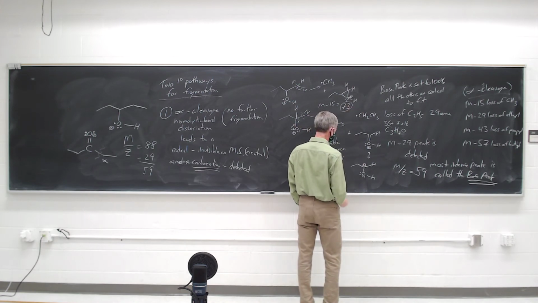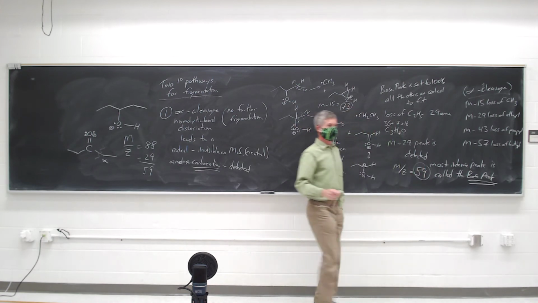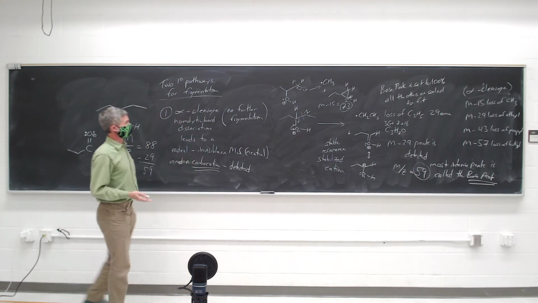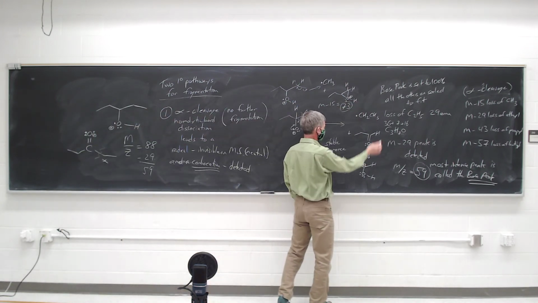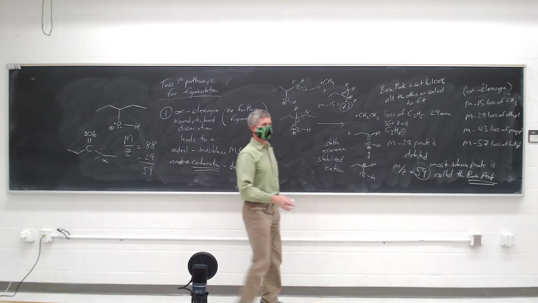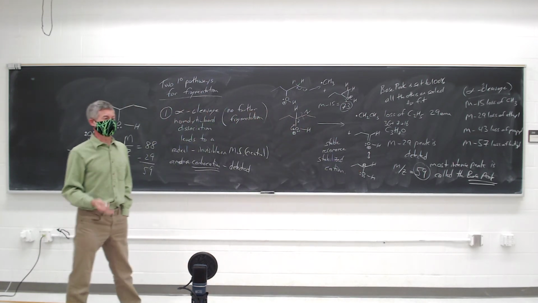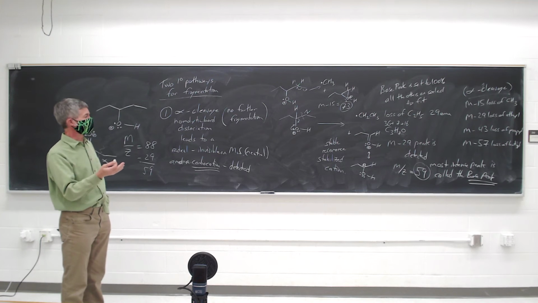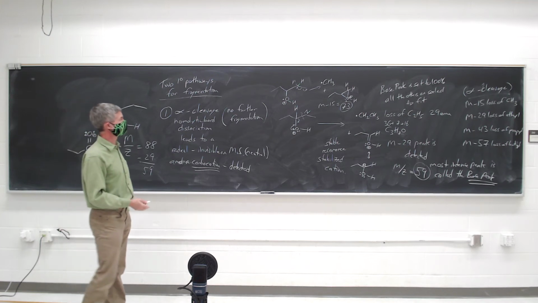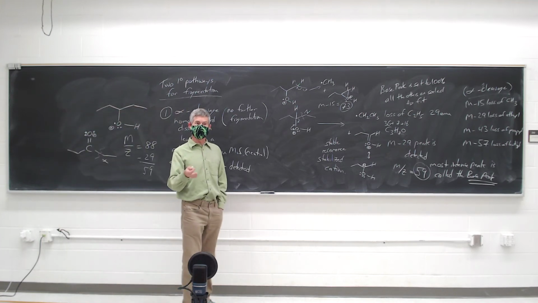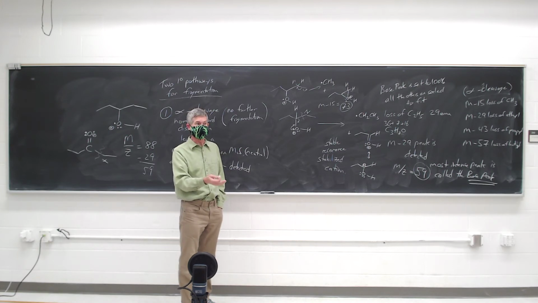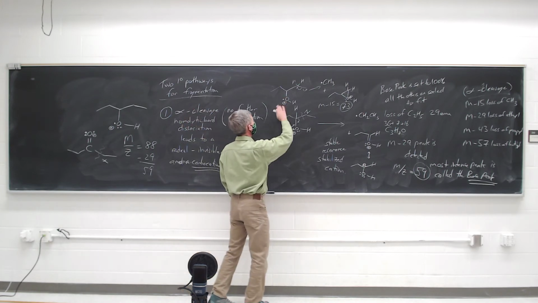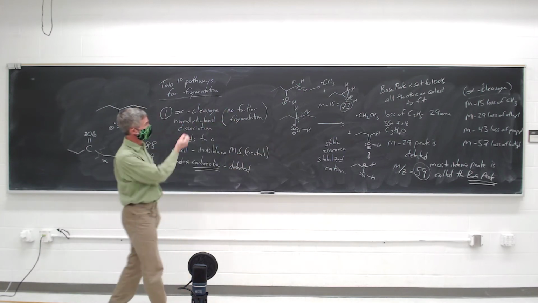Notice that both 73 and 59 are odd numbers. Odd numbered fragments come from alpha cleavage. But this cation isn't nearly as stable as this cation, so it's much less likely. You would think that an M-29 peak should be more prominent than an M-15 peak. There is no good way for it to lose a propyl group, so you shouldn't see an M-43 peak at all, right? There's no alpha cleavage that's going to kick out C3H7 from that molecule.